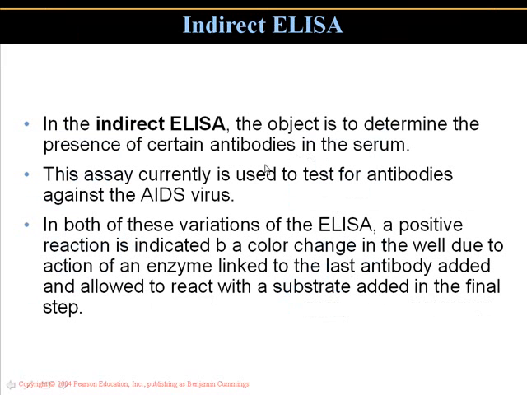In the indirect ELISA, the object is to determine the presence of certain antibodies in the serum. This is the assay currently used to test for antibodies against the AIDS virus. In both these variations of the ELISA, a positive reaction is indicated by a color change in the well due to the action of an enzyme linked to the last antibody added, which reacts with substrate added in the final step.